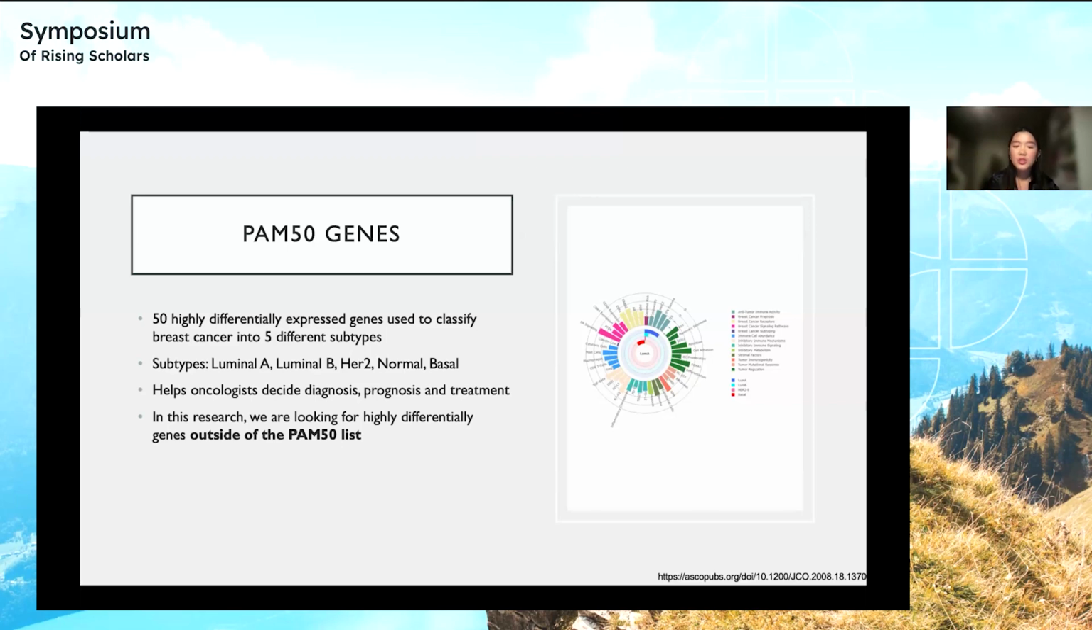And so in my research, we are looking for highly differentially expressed genes outside of the PAM50 list because the genes in this list have already been investigated, and I wanted to see if there were any genes outside of this list that can also help define breast cancer types.